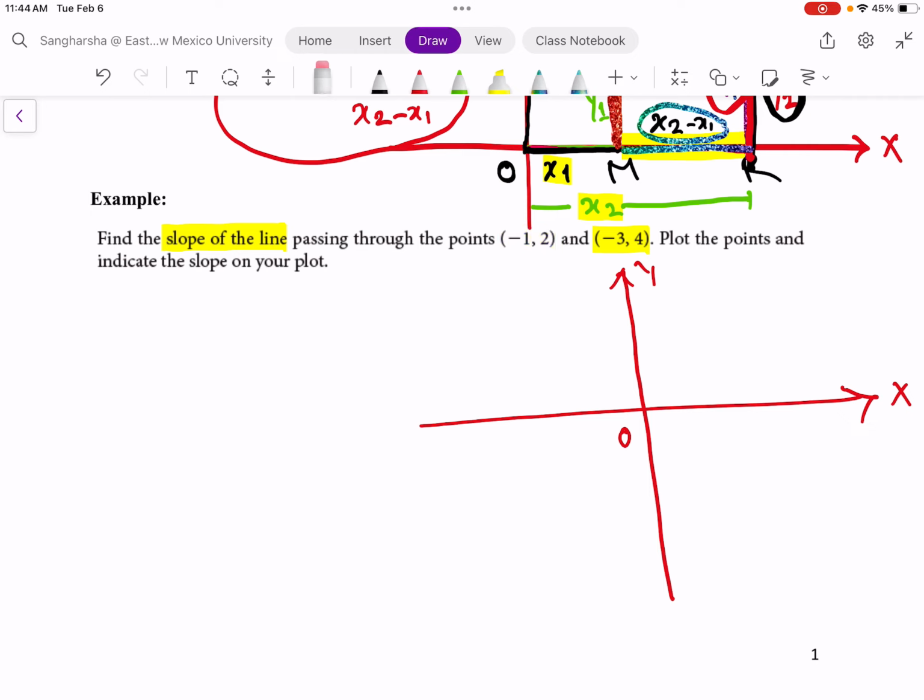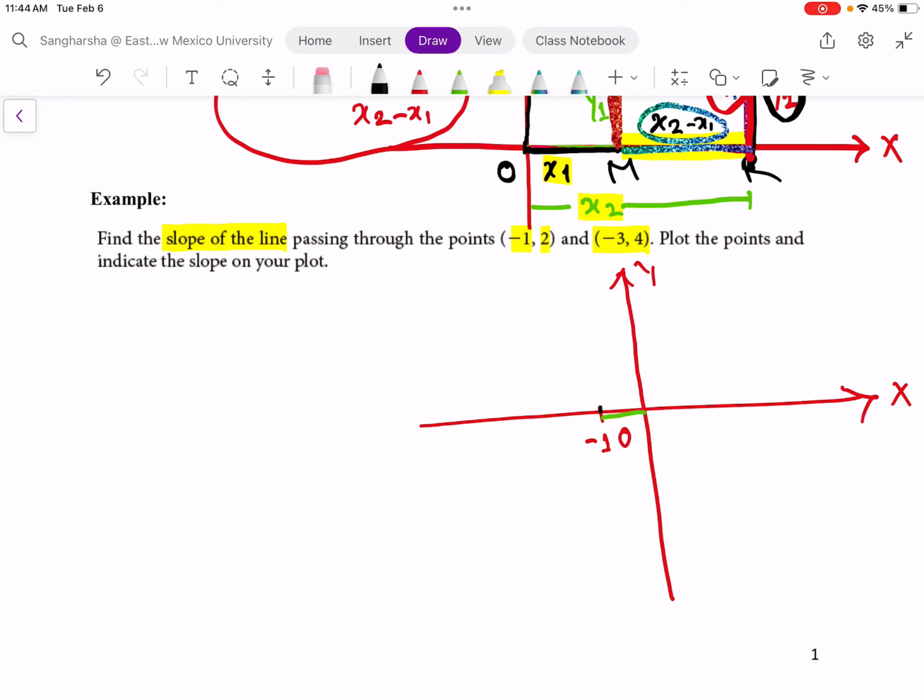In order to plot this point, you go 1 unit to the left along the x-axis, since we have -1 here, and your y coordinate is 2, which means we go 2 units up.